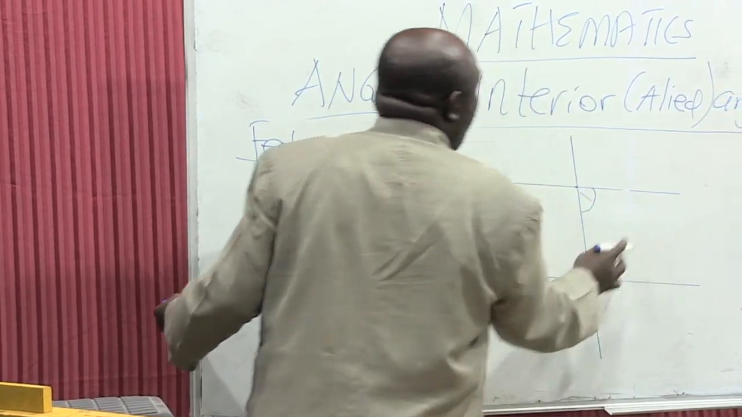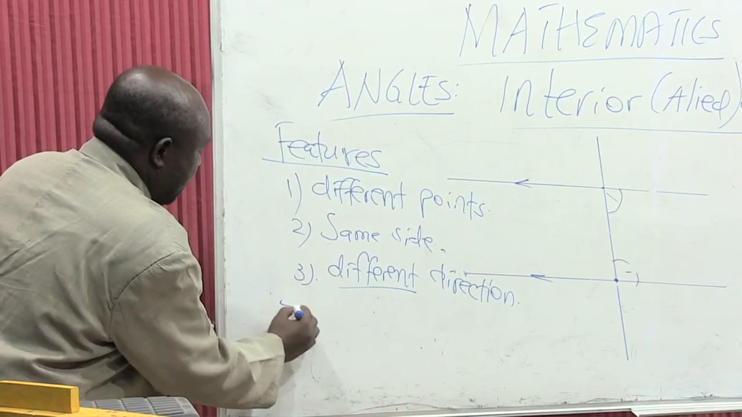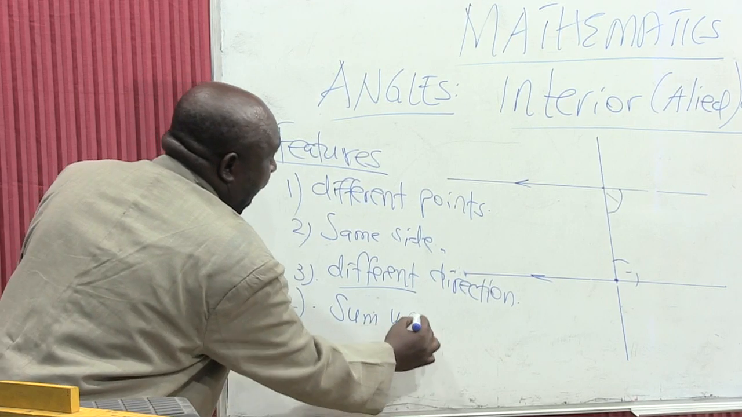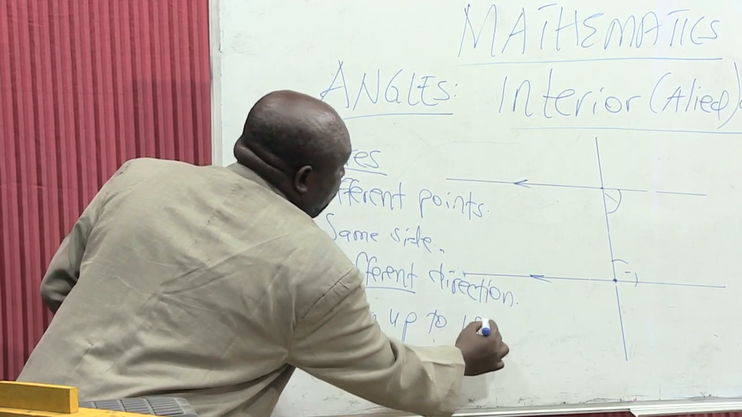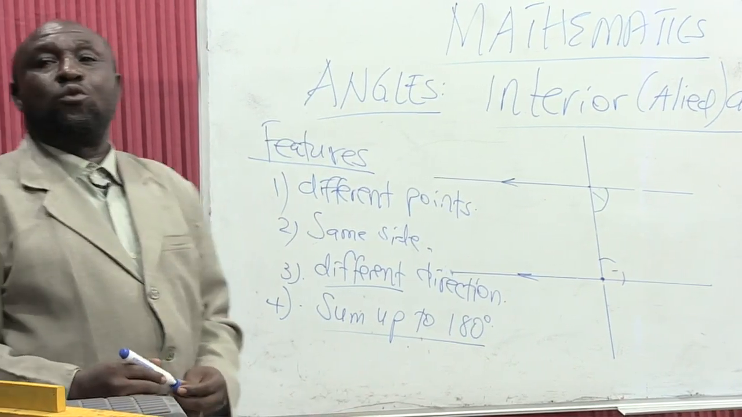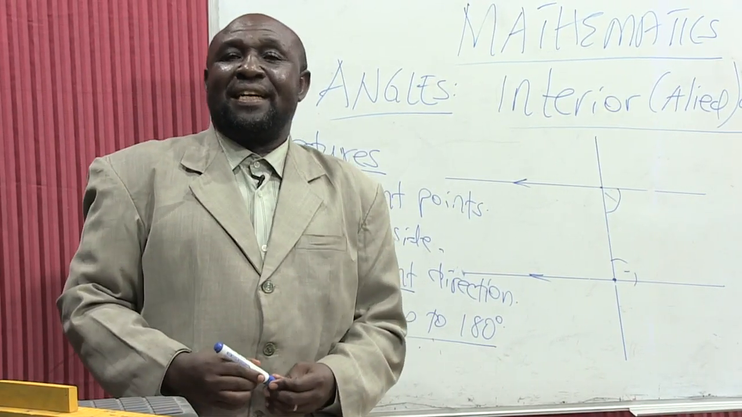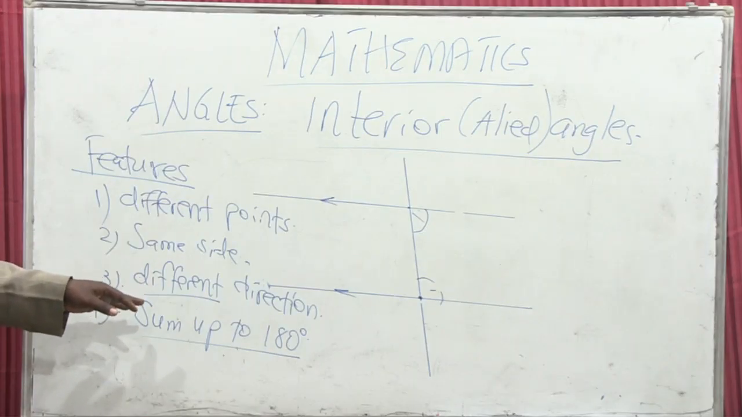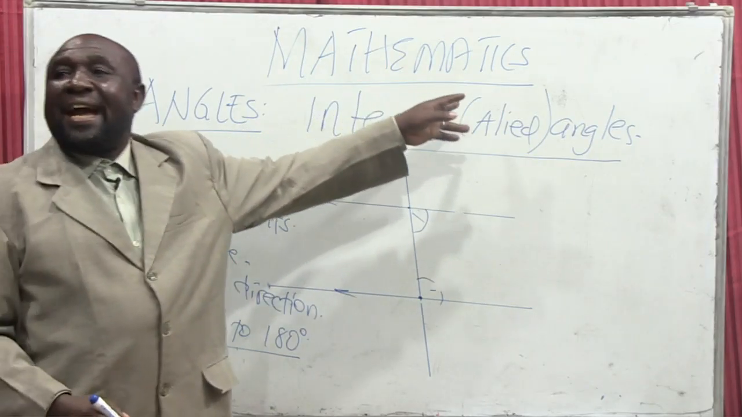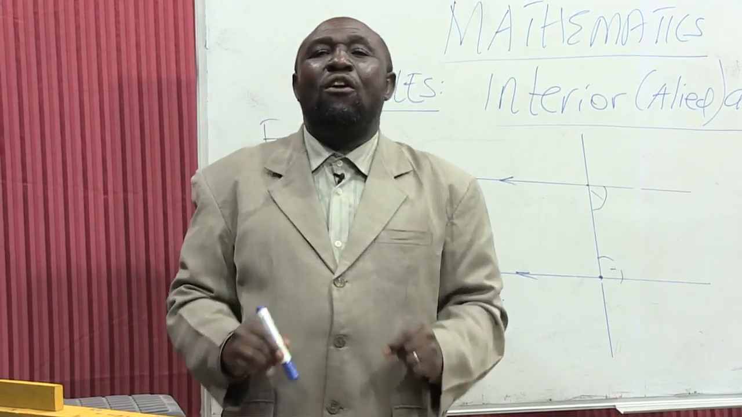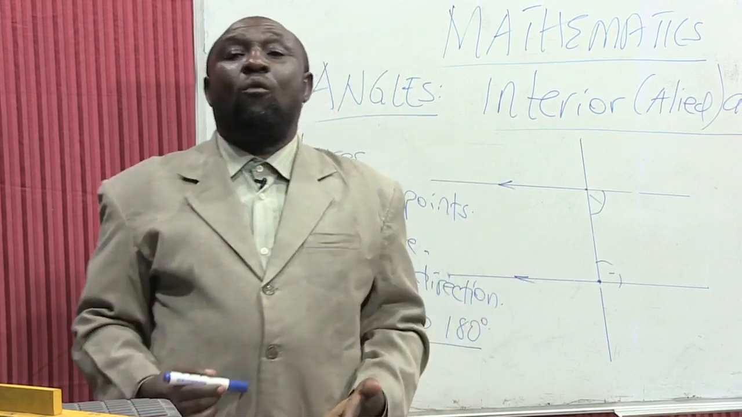Feature number 4: they sum up to 180 degrees. So interior angles are not equal. Interior angles are not equal.